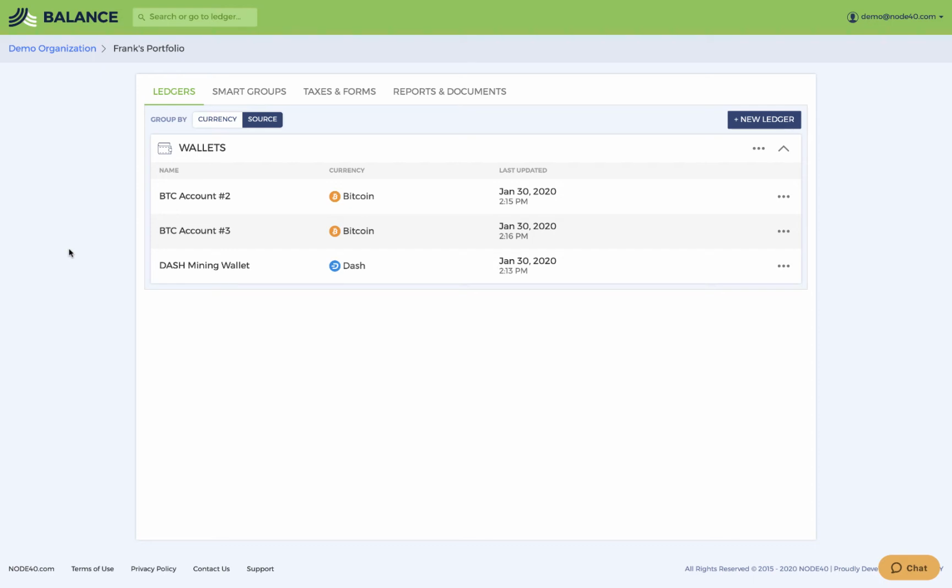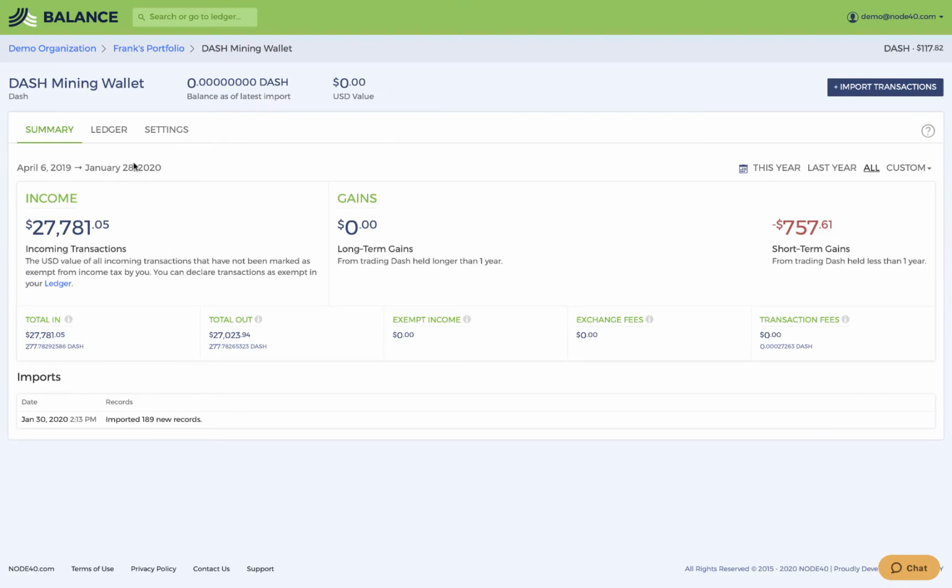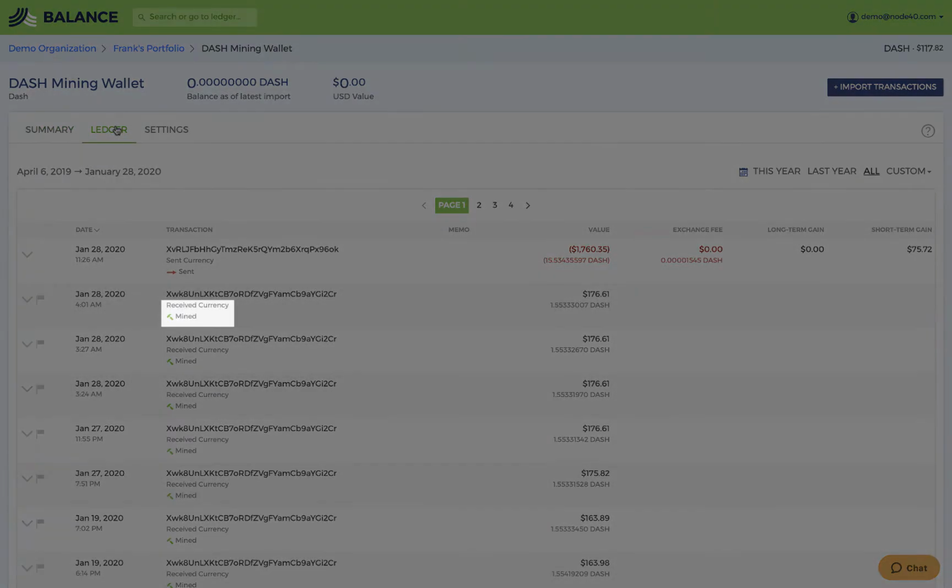In cryptocurrency, there are a number of different transaction types, from mined to transfers to disposition. In this video, I'm going to review these transaction types and how we differentiate them in balance so that you can recognize the types of transactions at a glance. The first transaction type we'll look at is a mined transaction.